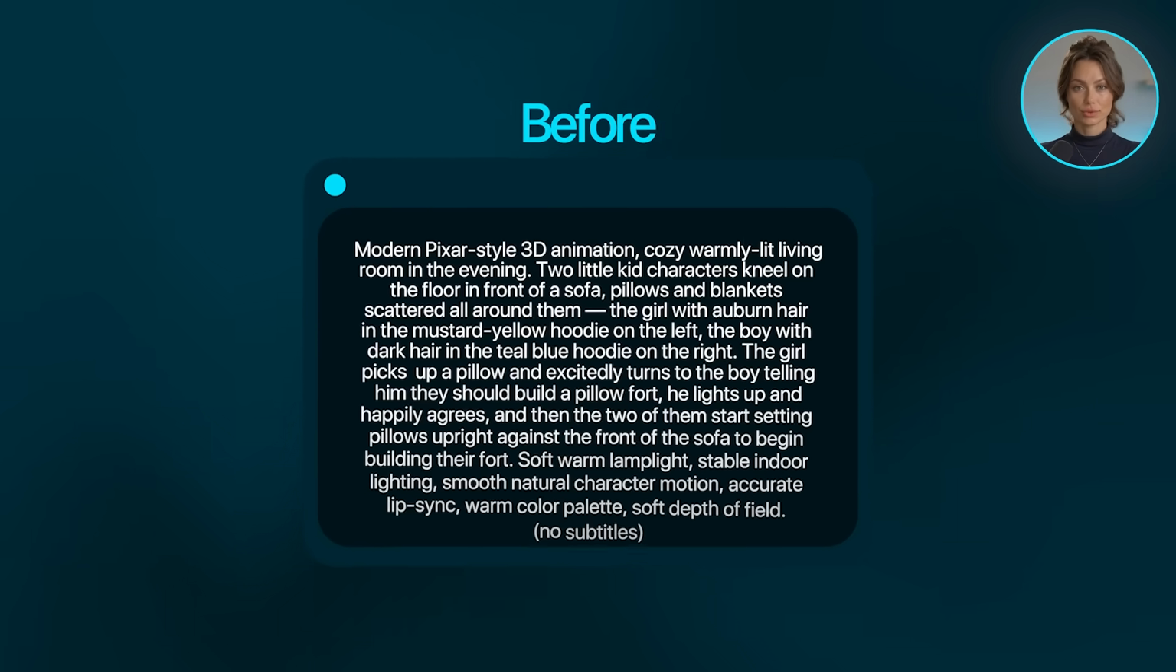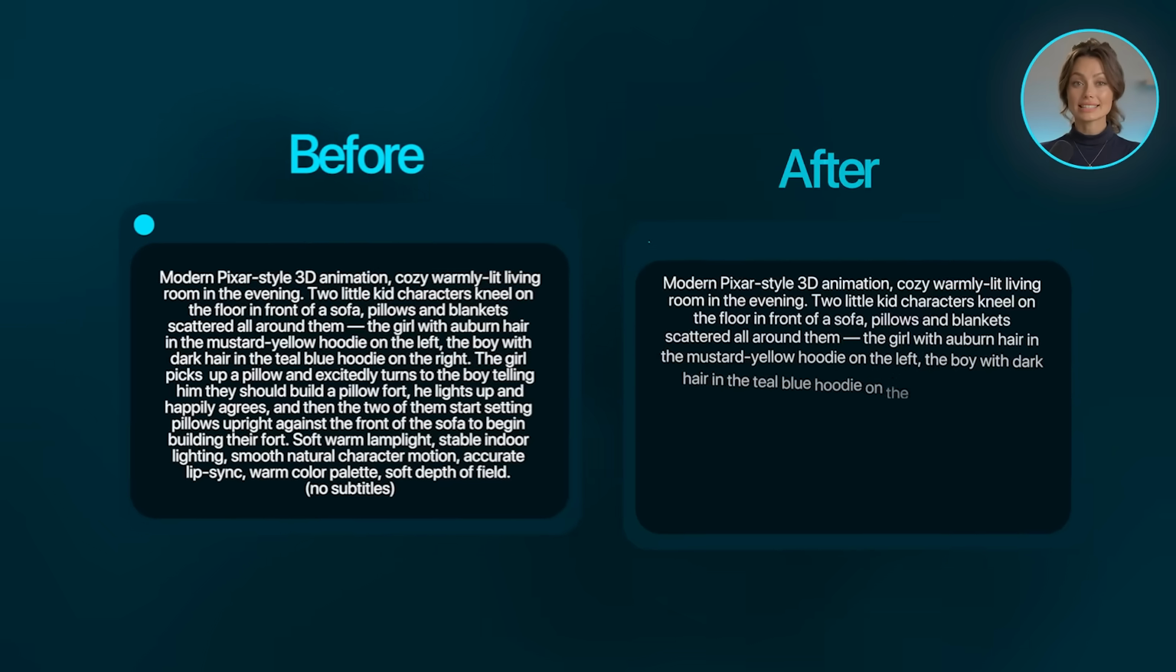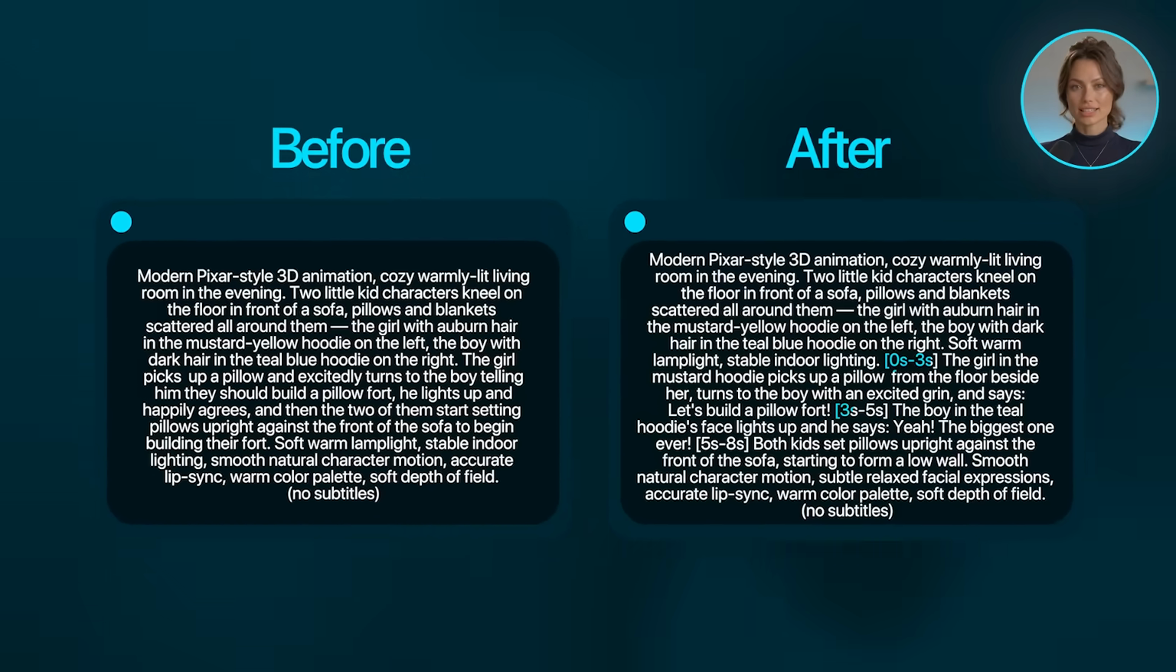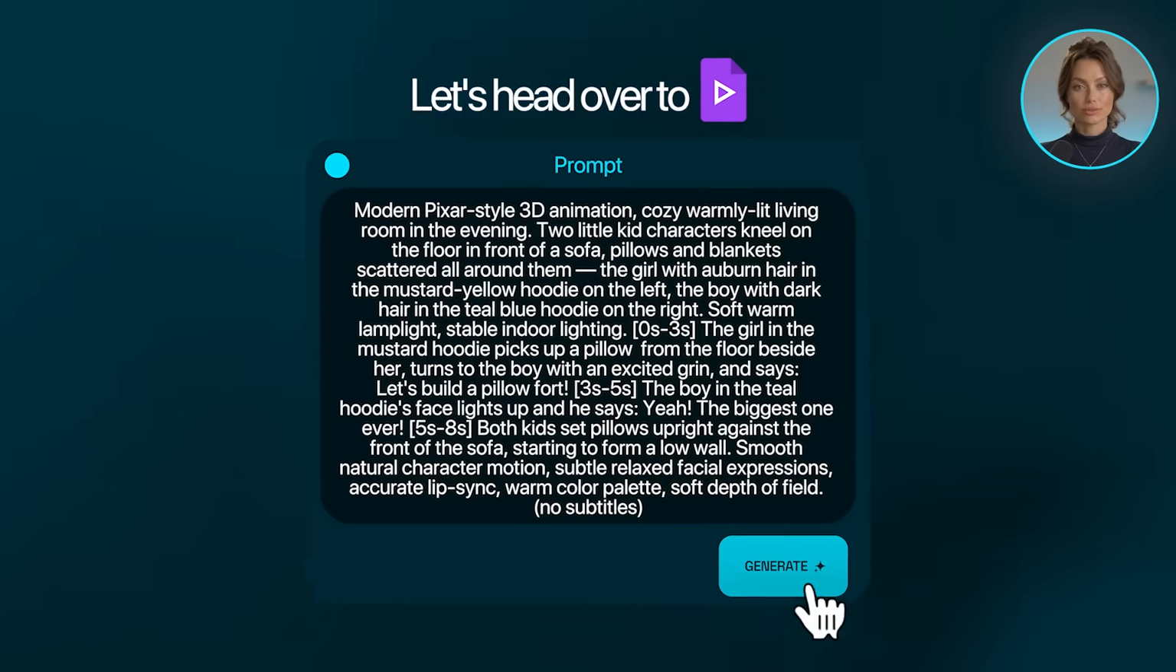As you can see in the first one, every action is crammed into a single sentence with no clear structure. But in the second one, each of the movements get their own beat on the timeline, 0 to 3 seconds, 3 to 5 seconds, and so on. This way, the AI model has full context about what's happening at every second of the clip, which gives us much more control over our final results. So now that our prompt is ready, let's head over to Google Vids to generate our first clip.